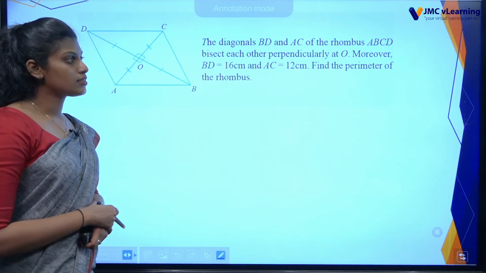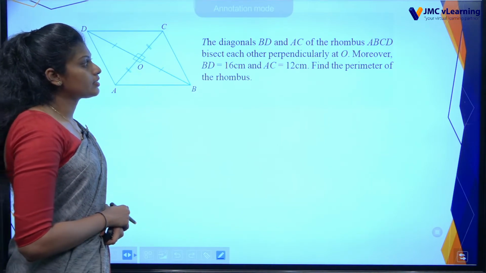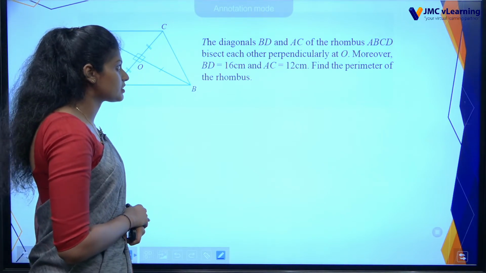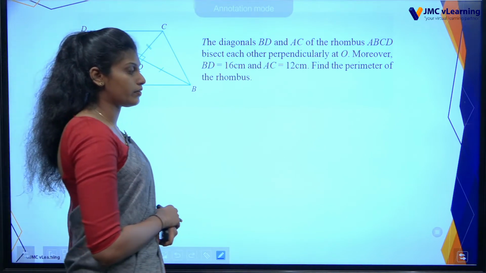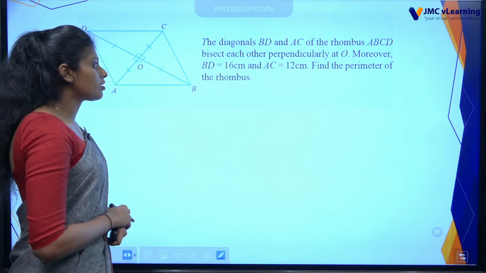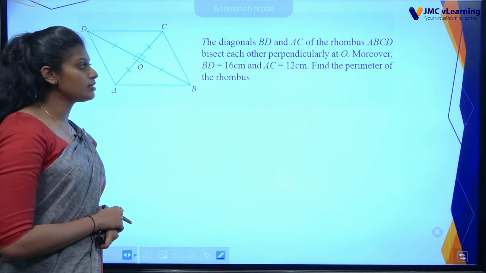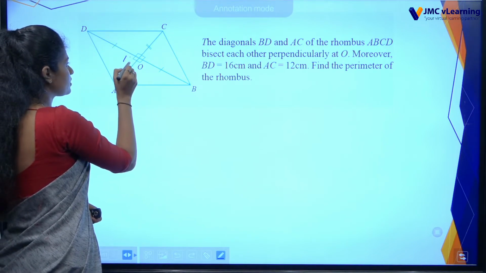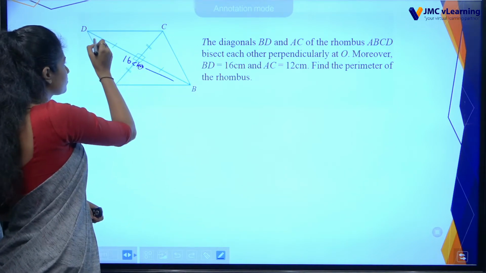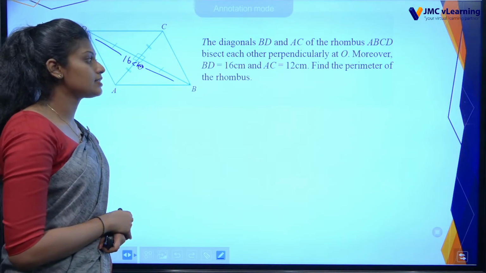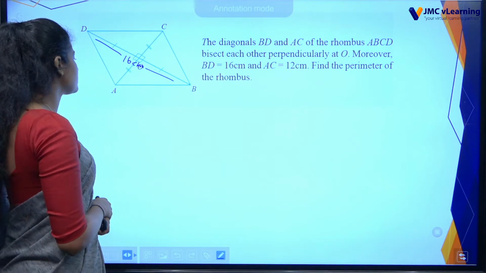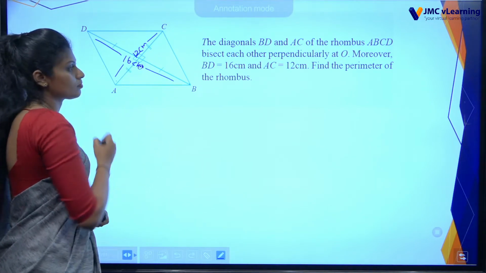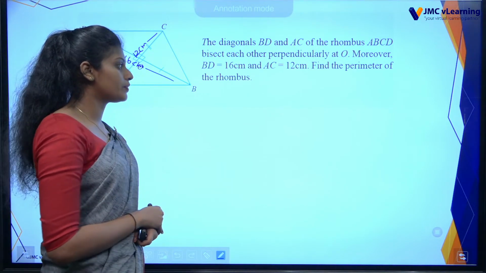Now let's see this sum. How to do this one? The diagonals BD and AC of the rhombus ABCD bisect each other perpendicularly at O. Moreover, BD is equal to 16 centimeter. Let's mark it. BD is equal to 16 centimeter. And AC is equal to 12 centimeter. Find the perimeter of the rhombus.